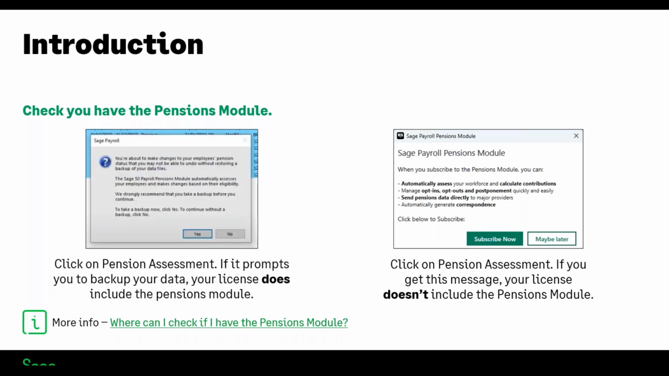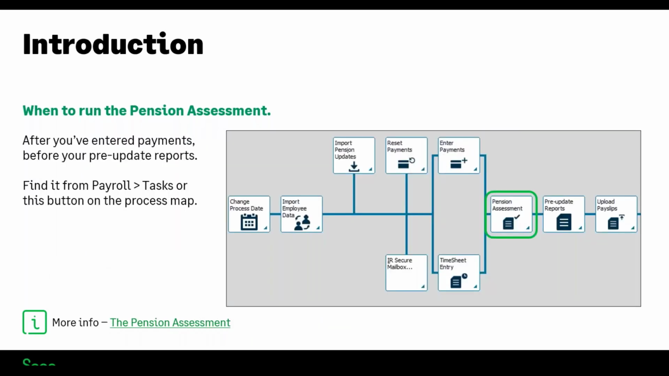And let's look at when you would run the assessment in your pay run. The pension assessment would be run after entering the payments for your employees, but before your pre-update reports. The option can be found from your payroll tasks, or if you're a process map user, you can see it has its own step there, as shown on the screenshot.